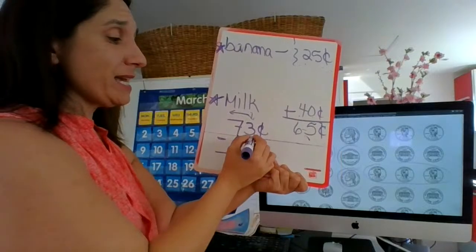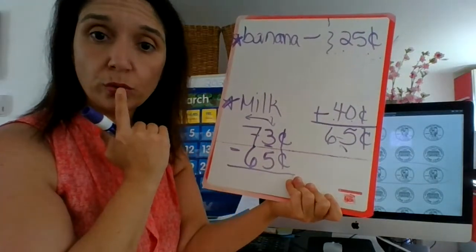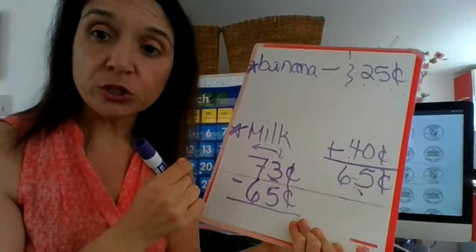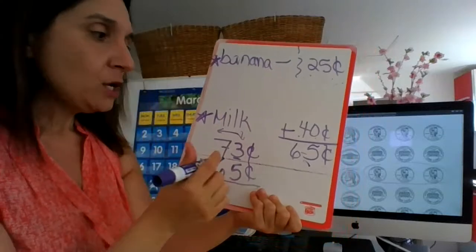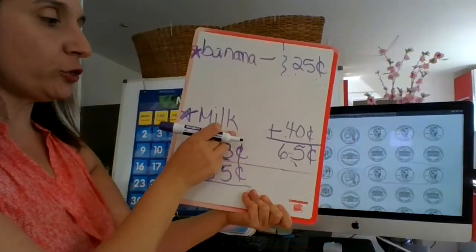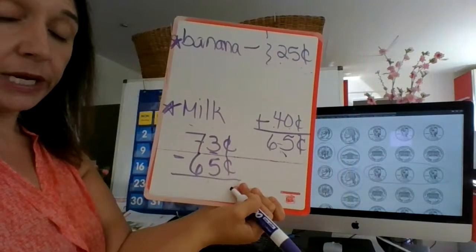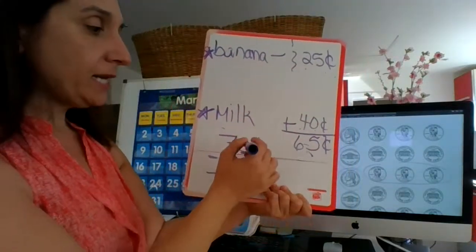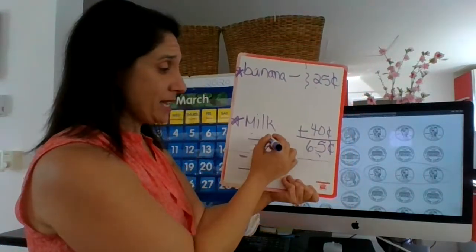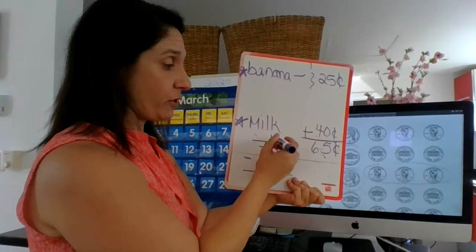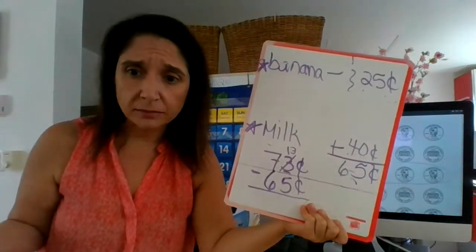Now 3 is smaller than 5. What do I do? I need to do something that's called regroup, right? In order to subtract the 5 from the 3, I need to cross off the 3 and put a 1 in front of it. I make it a 13. But where'd that 1 come from?